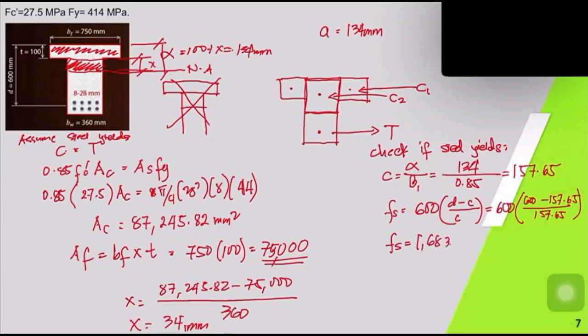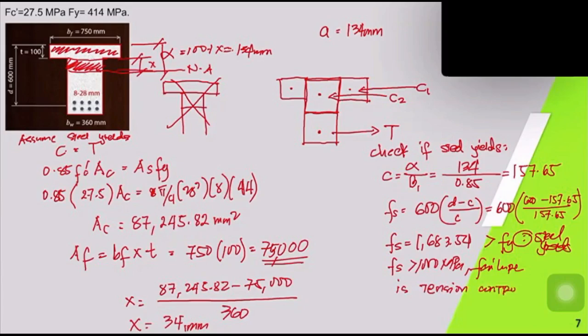So Fs equals 1,683.54, so that is greater than Fy. Therefore, steel yields. And since Fs is greater than 1,000 MPa, therefore the failure is tension controlled. Therefore, your phi is equals to 0.9. Question so far?